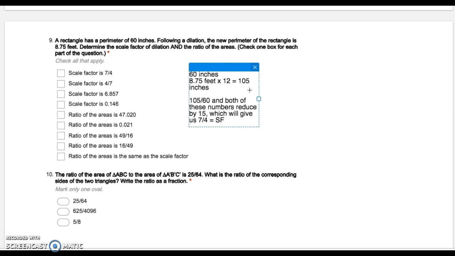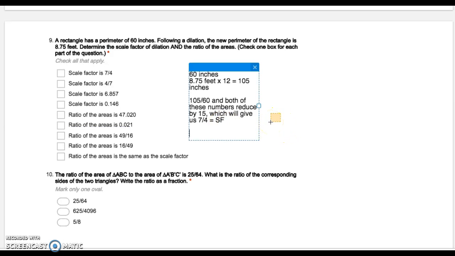So it says a rectangle has a perimeter of 60 inches. Following a dilation, the new perimeter of the rectangle is 8.75 feet. So we know that that is 105 inches. So 60 inches to 105 means that our dilation has to be greater than 1 because it's an enlargement. So it can't be 4 over 7. It's got to be 7 over 4.